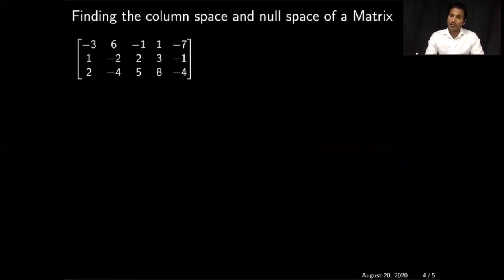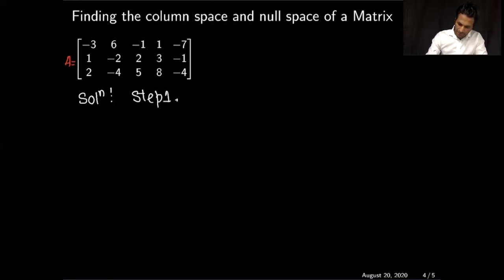Finding the column space and null space of a matrix. First, we will calculate the column space of this given matrix A. In order to calculate the column space, the first step of the solution will be to reduce that matrix to reduced row echelon form, RREF. So we will use the Gauss-Jordan elimination method on the matrix A to reduce it to reduced row echelon form.